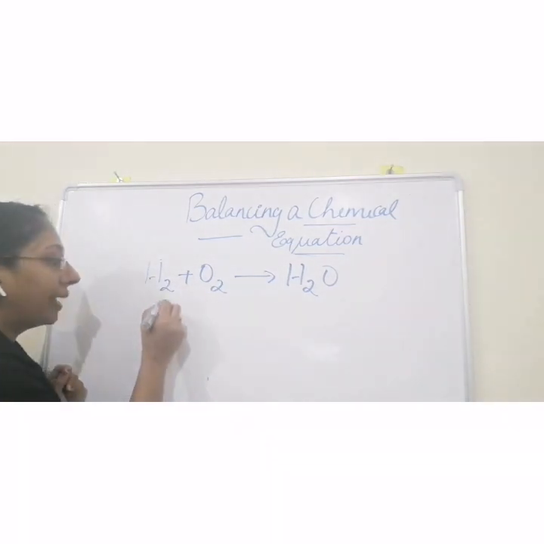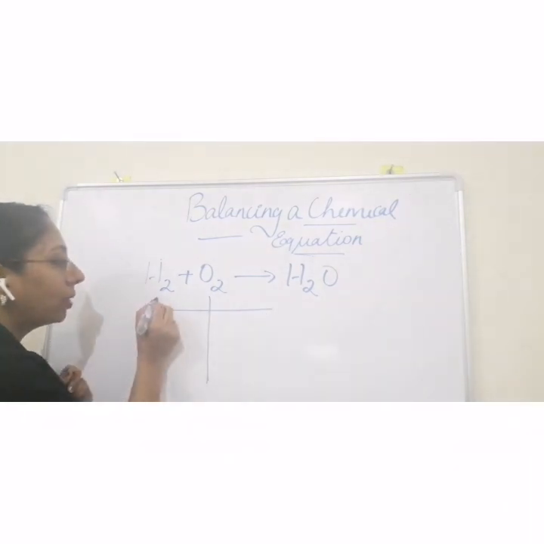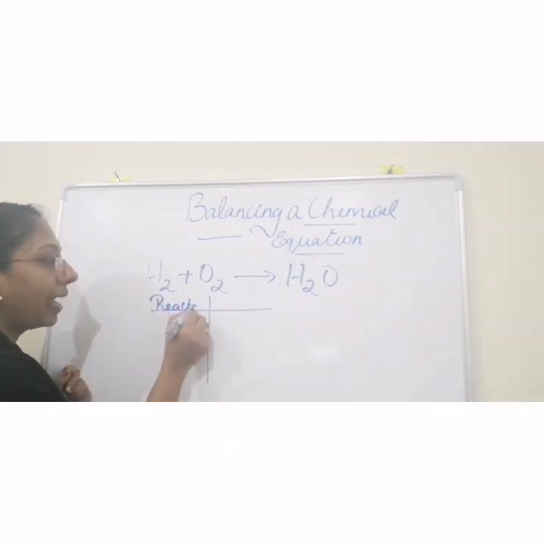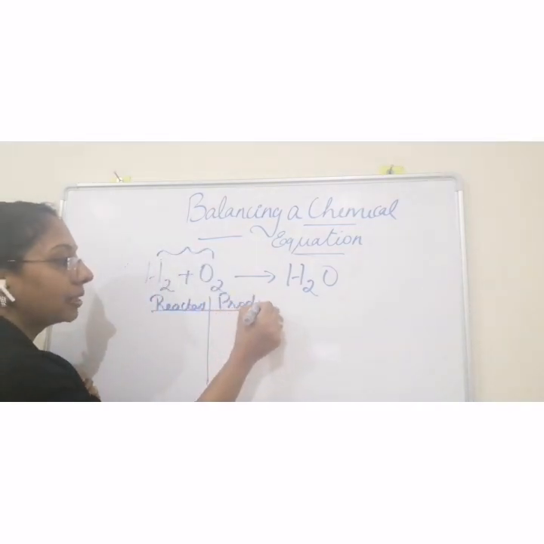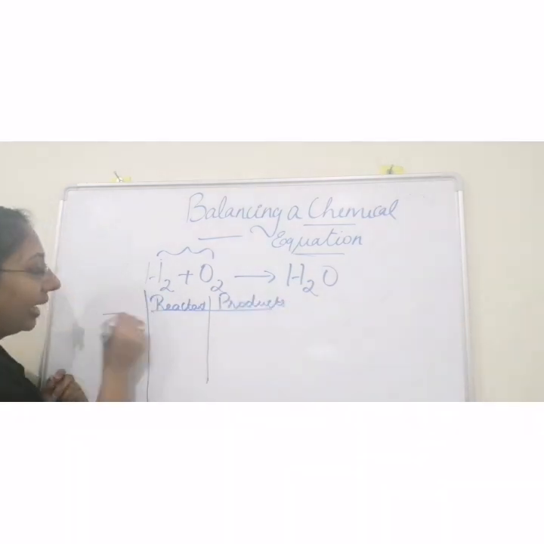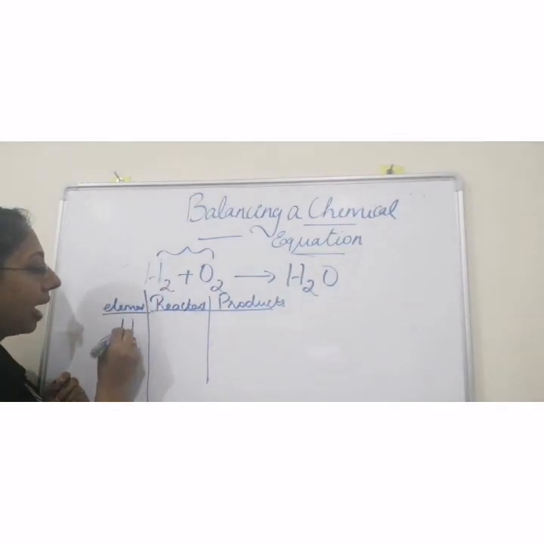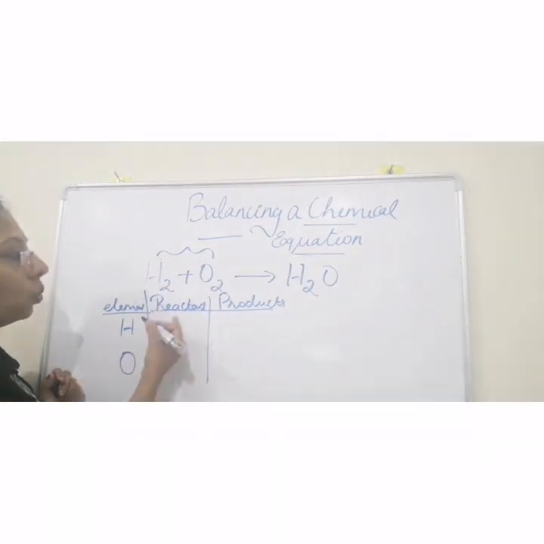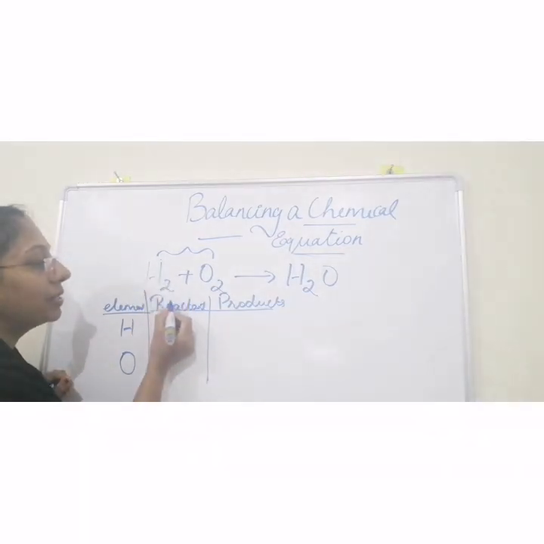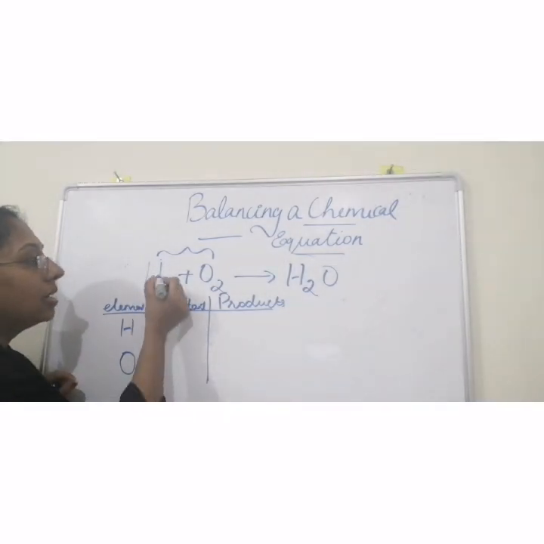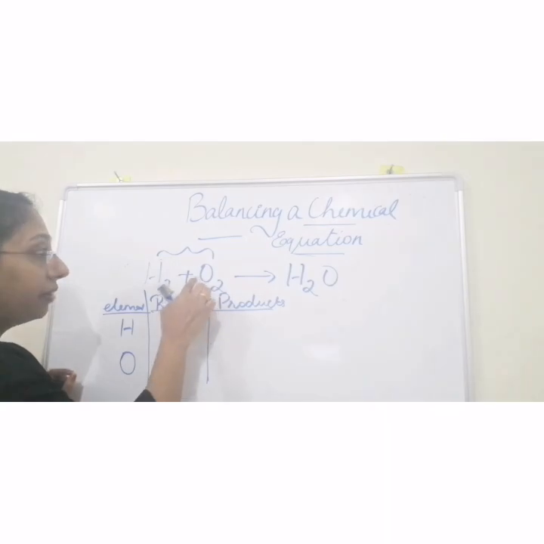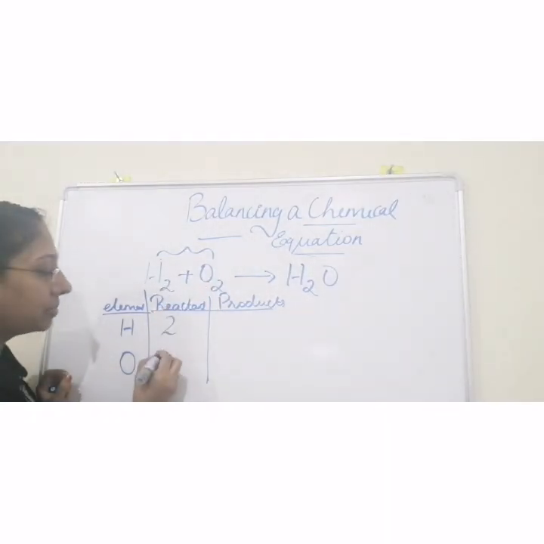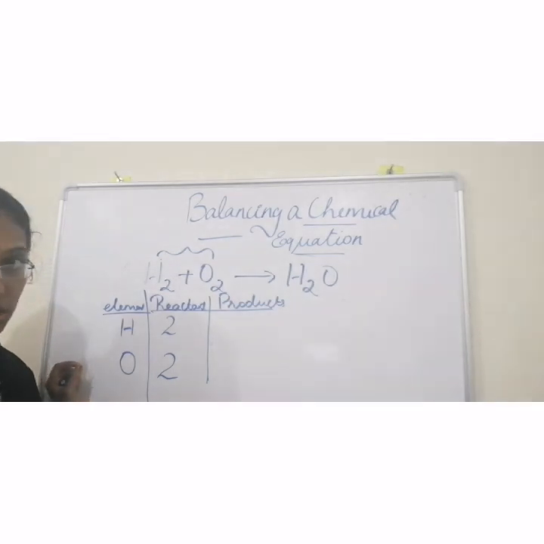Okay, first we will make a simple column like this. We will write here reactants. Which are the reactants? The starting material, that is hydrogen and oxygen, and the products. And we will write the elements here. Which are the elements? Hydrogen and oxygen are present. We write here the number of atoms in the reactants. How many hydrogen are there? 2. The subscript shows 2 hydrogen atoms on the reactant side. How many oxygen atoms are there? There are 2 oxygen atoms.